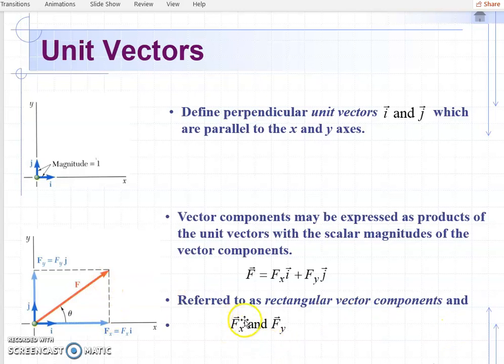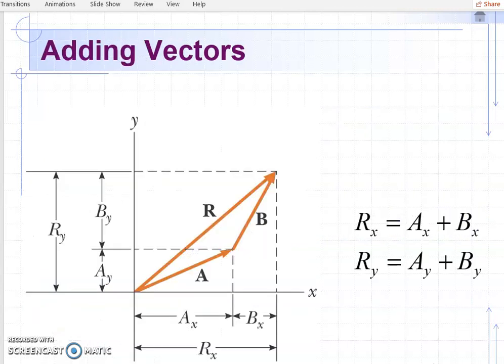And sometimes, if you put the i and j with it, they call that the rectangular vector components. And then if we add two vectors and we know their components, like we have A and B here, same picture, first A then B, and then the answer is from tail of A to tip of B. Then you break up each vector into its x and y parts, and then it becomes obvious that Rx is just Ax plus Bx, and Ry is Ay plus By.